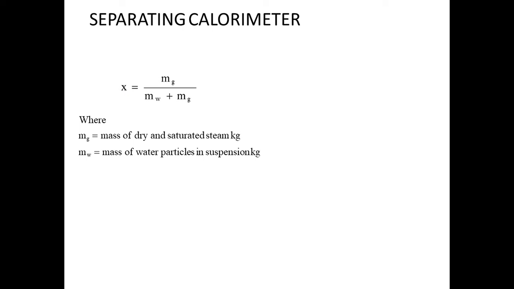If it were so easy, then all problems would be finished, but it is not so easy. So whatever dryness fraction we are measuring with this is not that accurate. It will give rough values. The separating calorimeter is not that accurate because we can't separate all the moisture content from the steam mechanically. Mechanically, it is difficult to separate the steam and moisture. If we could separate it, then a lot of problems would be solved, but it is not possible.